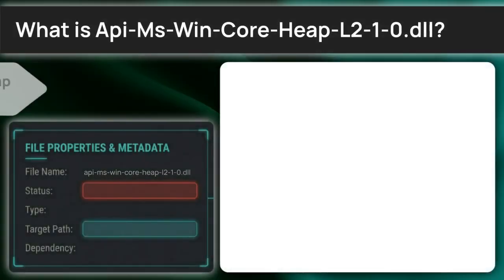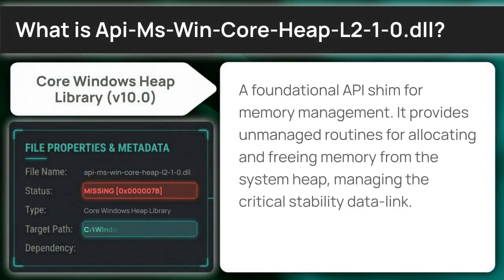This is the Core Heap Manager Level 2, a foundational API shim for memory management. It provides unmanaged routines for allocating and freeing memory from the system heap, managing the critical stability data link.